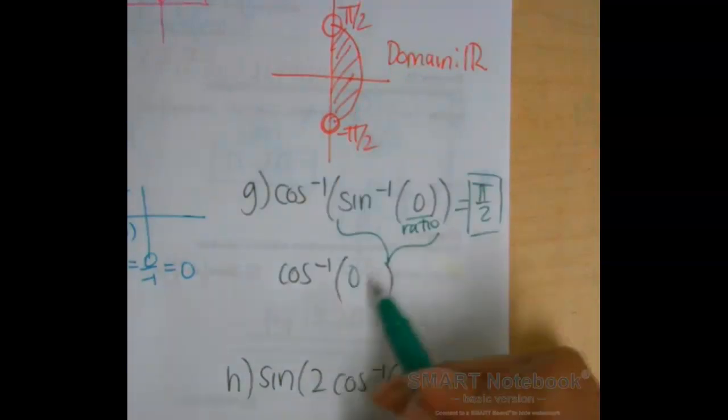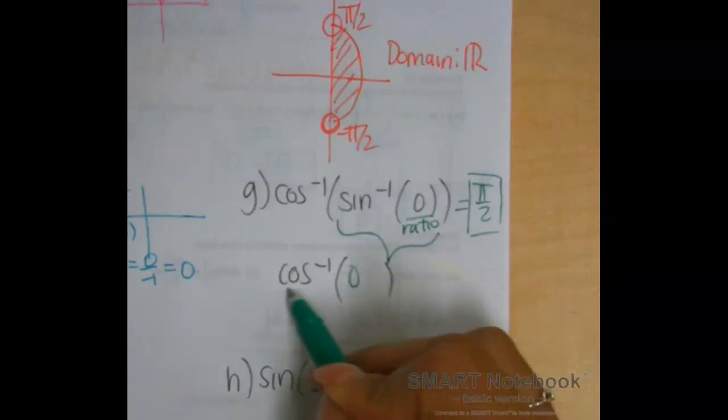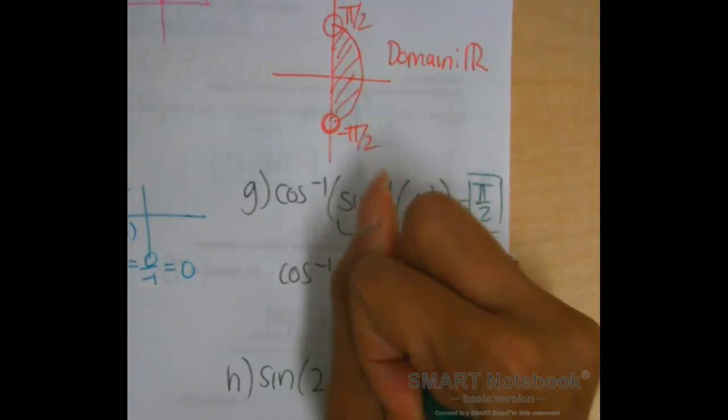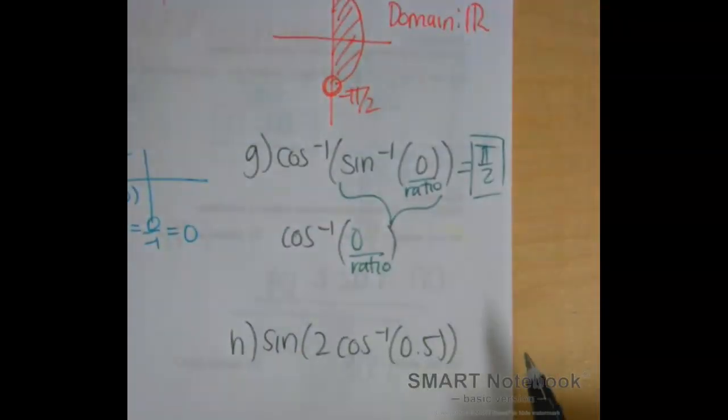This is cosine inverse of 0. Again, since you have 0, you have the freedom. You can either make this a ratio or you can make it an angle. Well, since this is 0, we have cosine inverse this time. I definitely want this to be a ratio. So since this is a ratio, I can go ahead and solve.